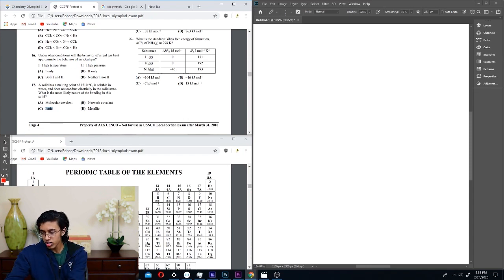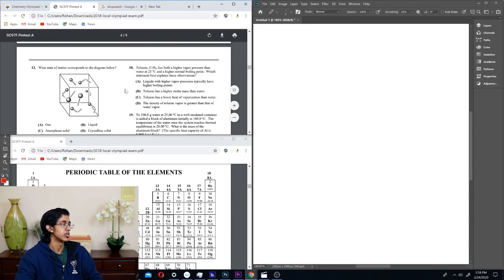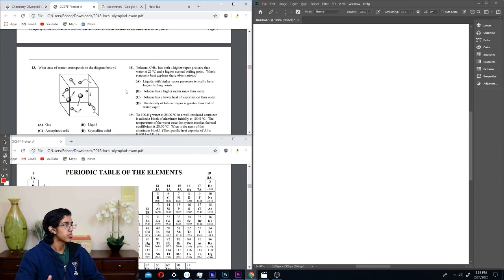Okay, 18. Toluene has both a higher vapor pressure than water at 25 degrees Celsius and a higher normal boiling point. It doesn't have any intermolecular forces other than London dispersion, so higher molar mass does mean higher normal boiling point. Wait, actually, that's weird, because if you have higher vapor pressure, then doesn't that mean... Oh, so it's probably C then, right?